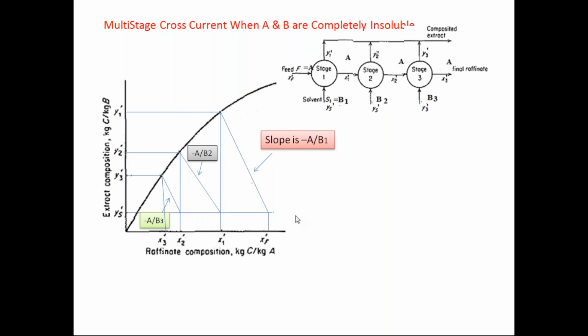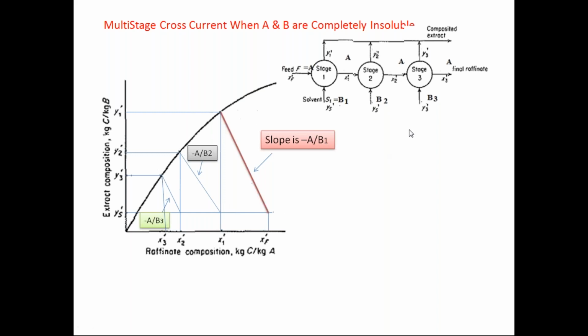So in that way, you will get 3 stages to remove the solute from X prime to the X3 prime. How many stages are there? 3 stages with B1, B2, B3 quantities of the solvent per 1 kg of the feed solvent. This is organic solvent. B indicates organic solvent. Then you will get that.